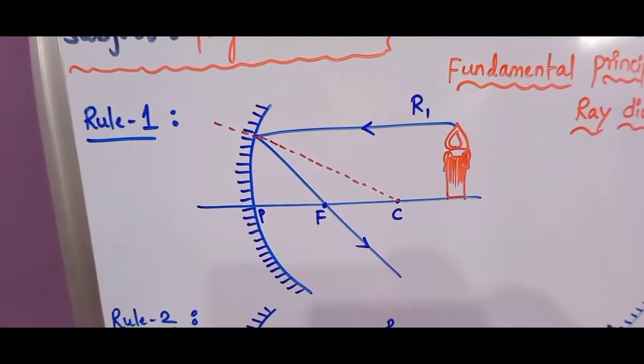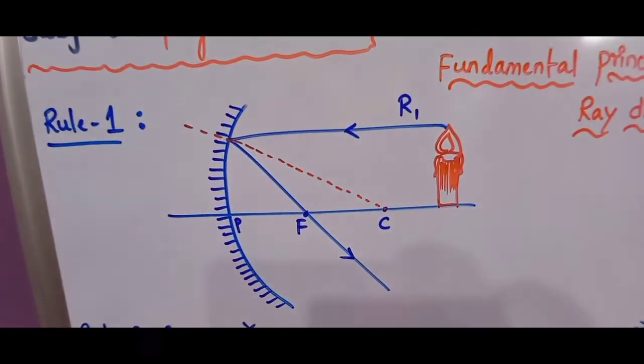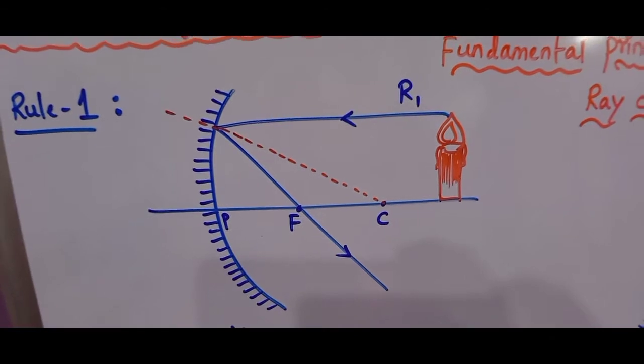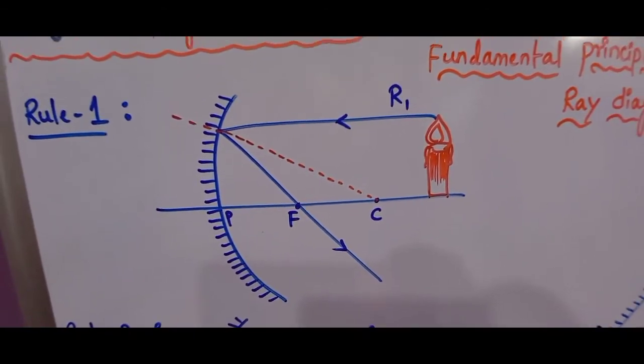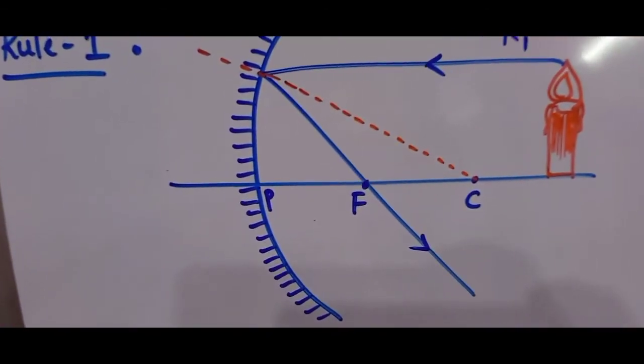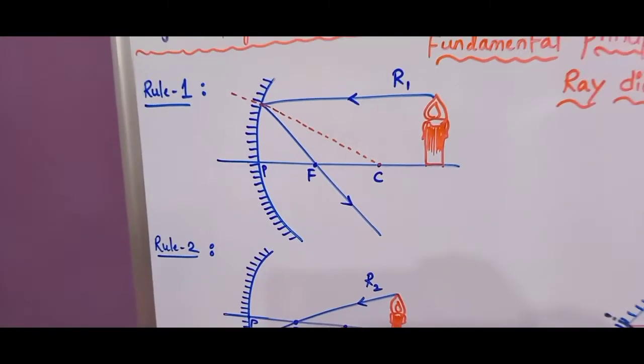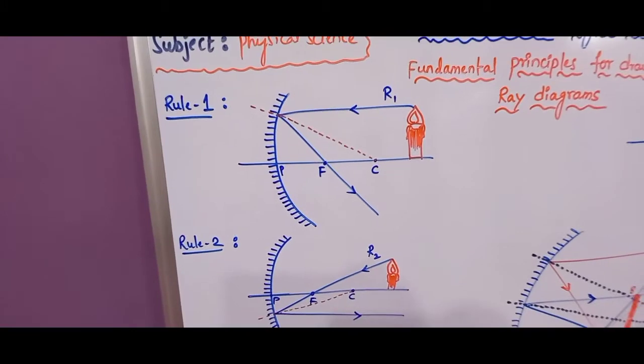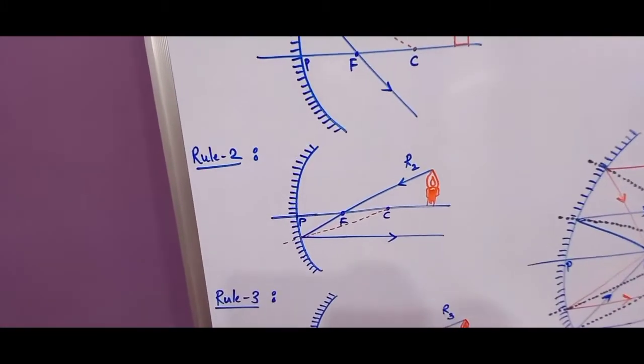So once again I will repeat, children. When the incident ray coming from the object is going parallel to the principal axis, then the reflected ray of that incident ray will always pass through the focus. Okay. The converse situation of the previous one is also true. That is, a ray that passes through the focal point of the mirror.